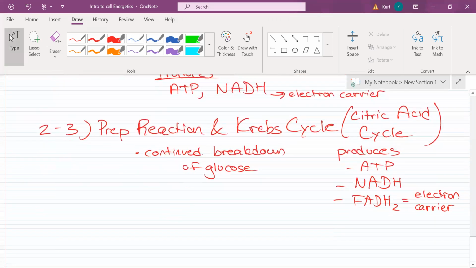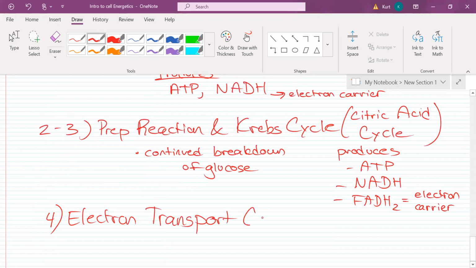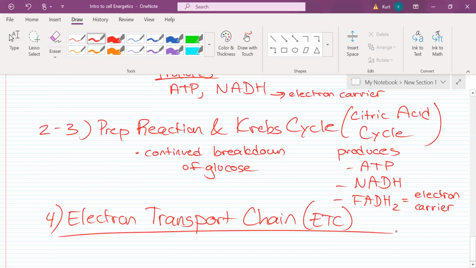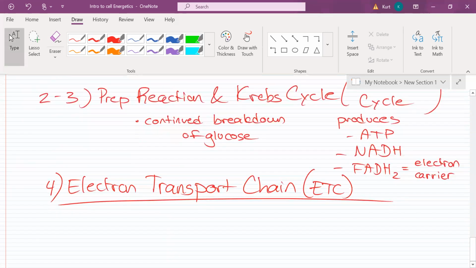All right. And last one, I'll try to make this quick because we need to talk about a few things before you're dismissed. Electron transport chain. It's often referred to as the ETC. You're only allowed to use those initials if you can remember what they stand for, like ER, ATP, DNA. I'll try to make this very quick.